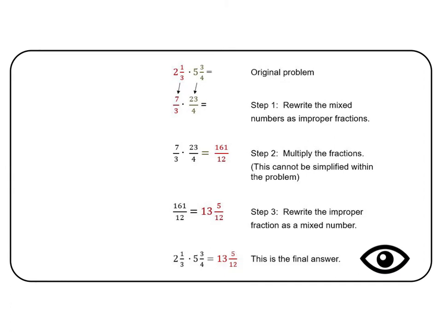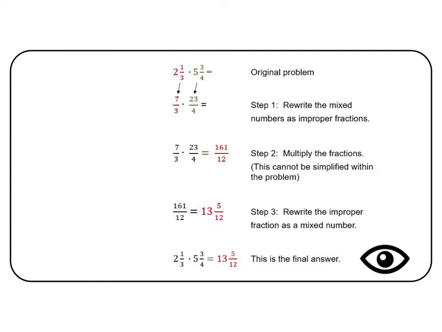All right, friends, yesterday we talked about how to multiply a mixed number by a fraction. Today we have a mixed number times a mixed number, and you're going to see that we're going to follow the same steps. Our original problem is 2 1/3 times 5 3/4.